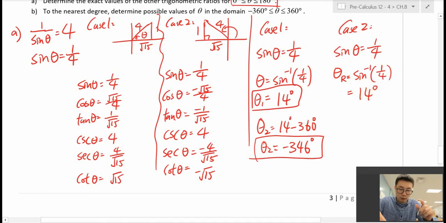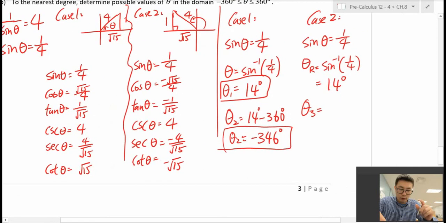But our angle is not going to be 14 because we are now in the second quadrant. So we know this is going to be 14. So this is our third angle. And to find that, we take 180 and we minus 14. This is going to be 166 degrees. So that's my third answer.